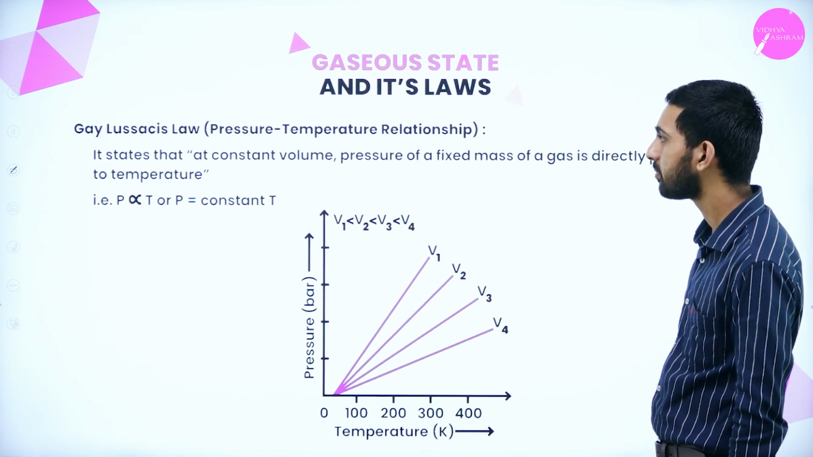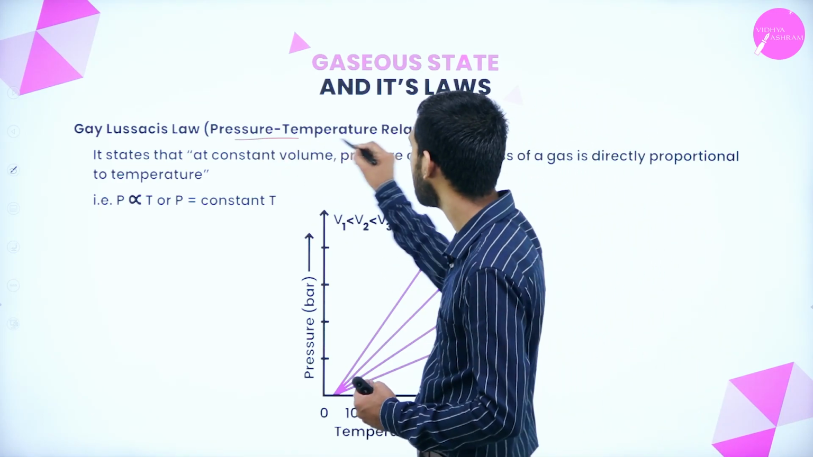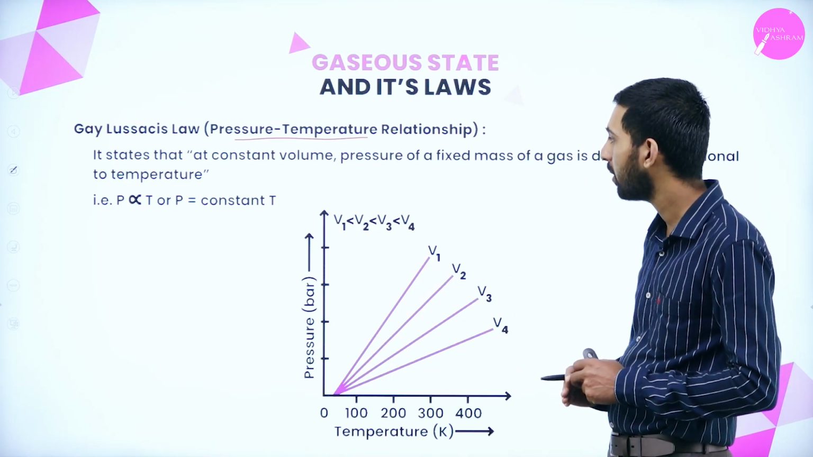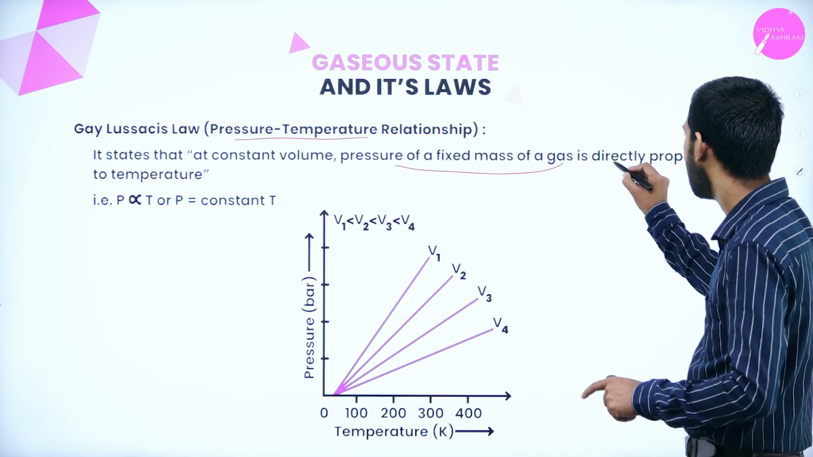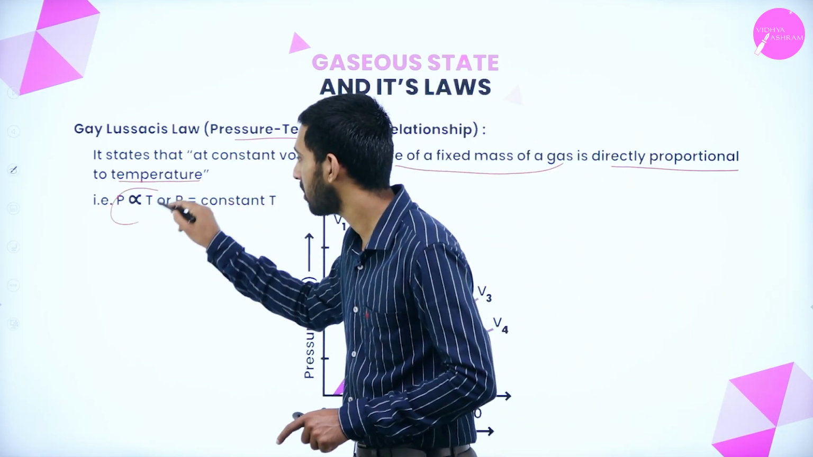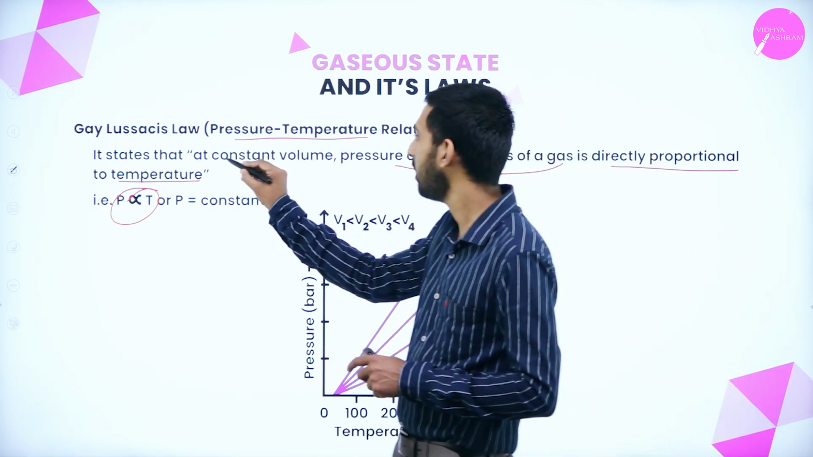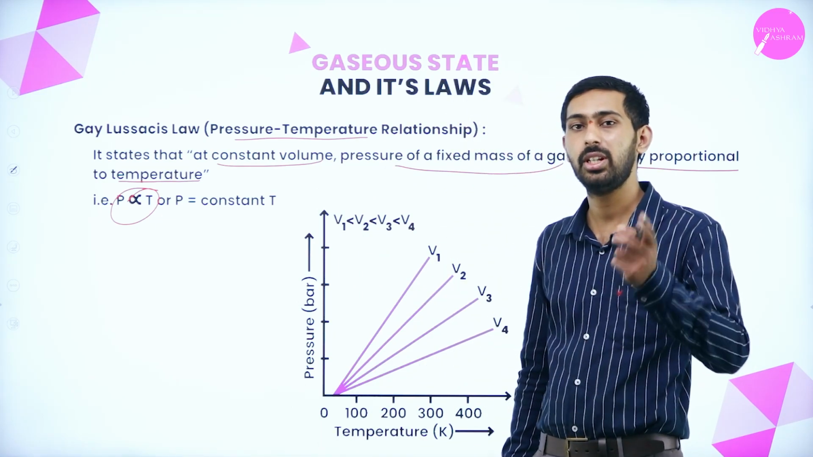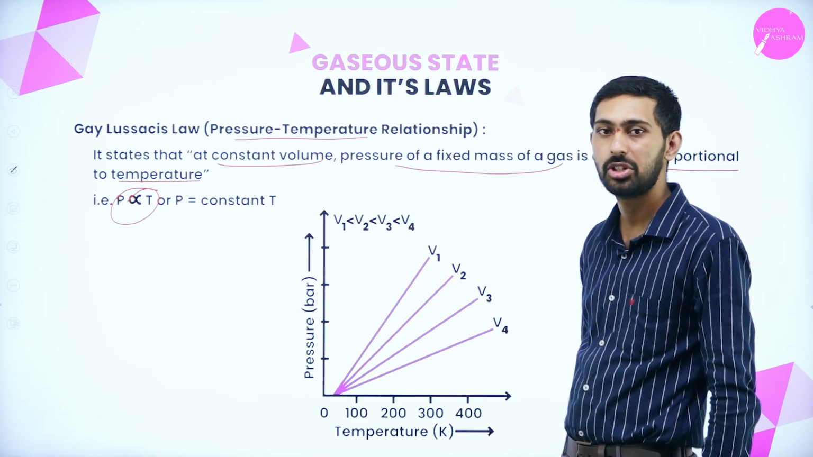Okay. Next thing is Gay-Lussac's law. This relationship shows only pressure and temperature. At constant volume, what will happen? Pressure of a fixed mass of gas is directly proportional to temperature. We should know this. But what we have to keep constant is volume here. If you keep the volume constant, pressure is directly proportional to temperature. Okay. This is known as Gay-Lussac's law.